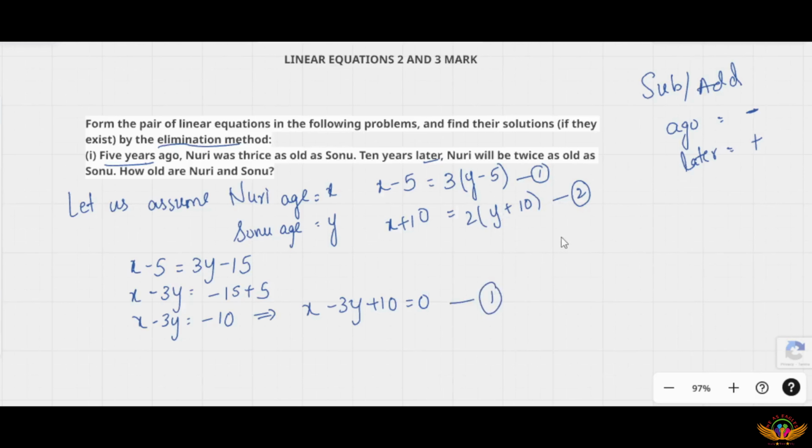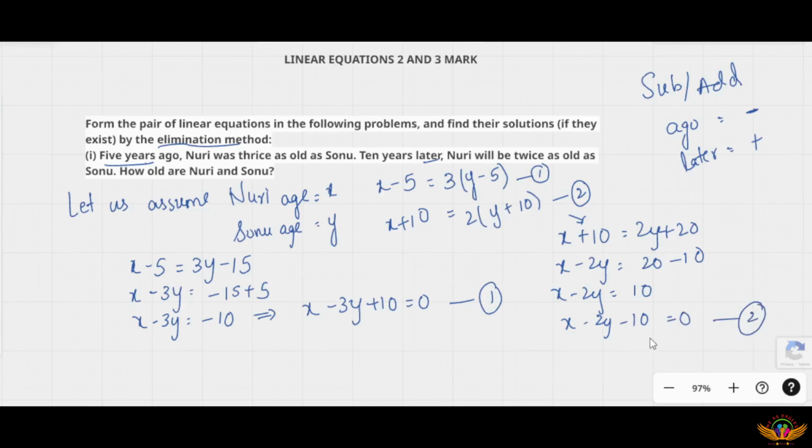And now again, x plus 10 is equal to 2y plus 20. This one I am solving here. x minus 2y is equal to 20 minus 10. x minus 2y is equal to 10. x minus 2y minus 10 is equal to 0. Second equation. So we got our two equations. Now let us solve these two equations by our elimination method.